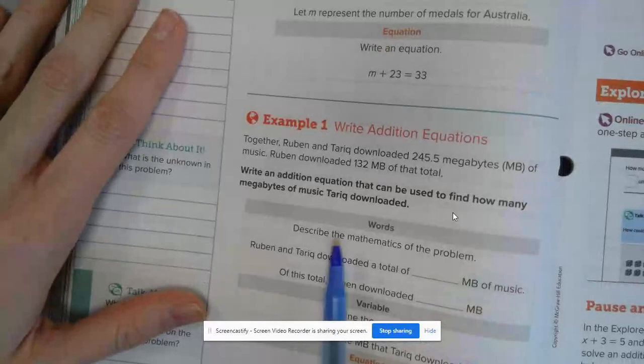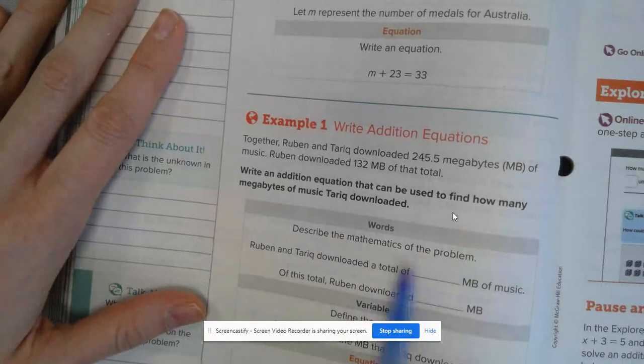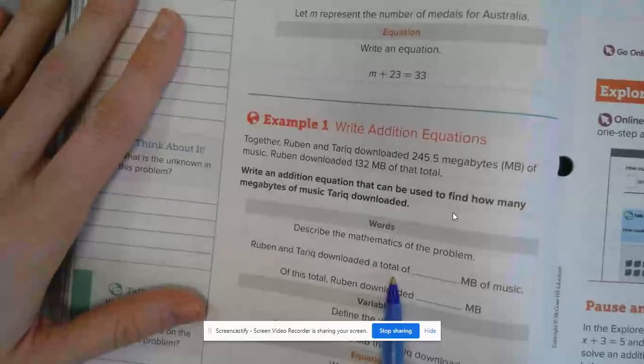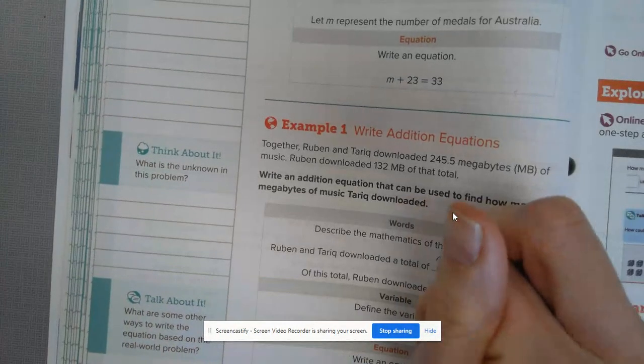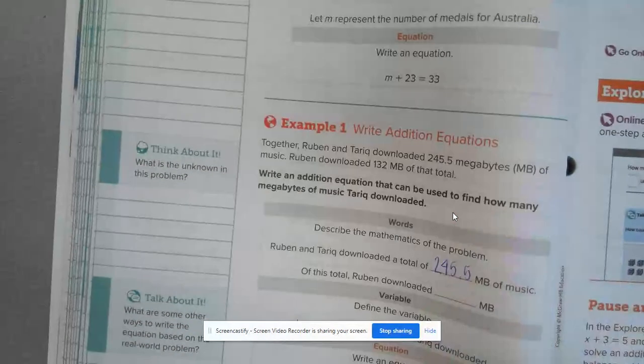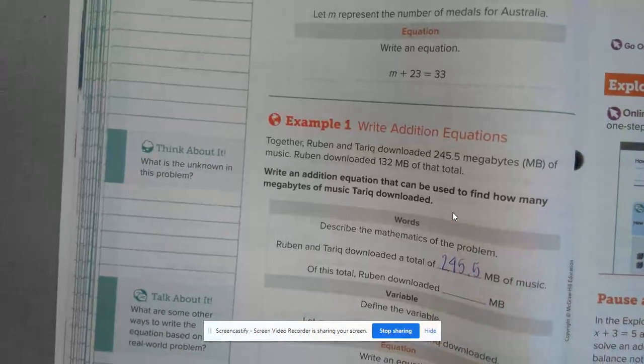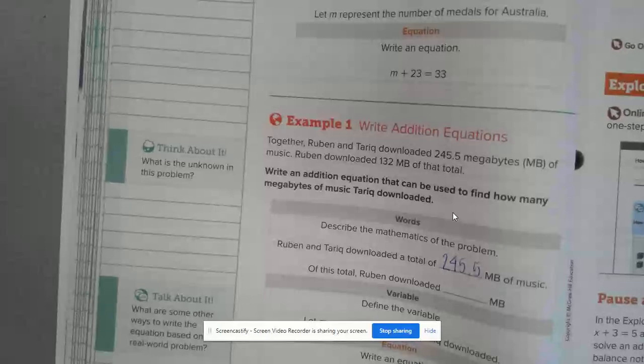Describe the mathematics of the problem. Ruben and Tarek downloaded a total of 245.5 megabytes of music. Of that total, Ruben downloaded 132 megabytes.